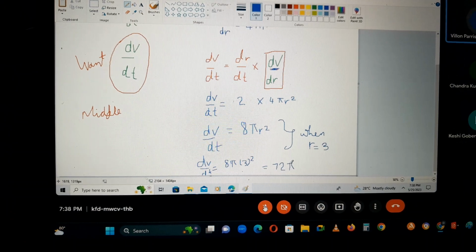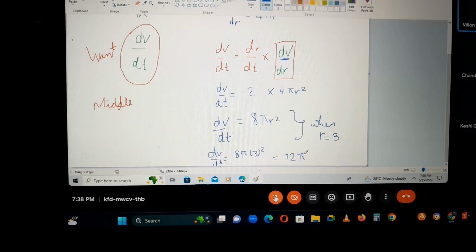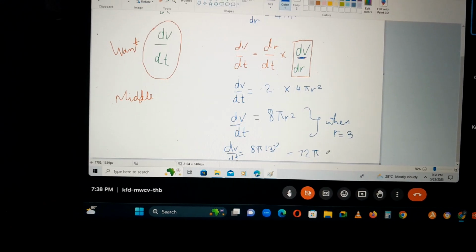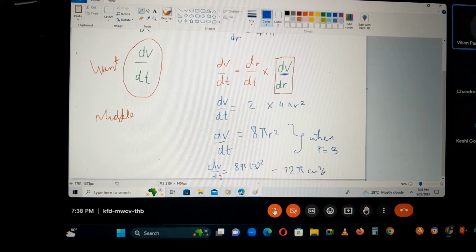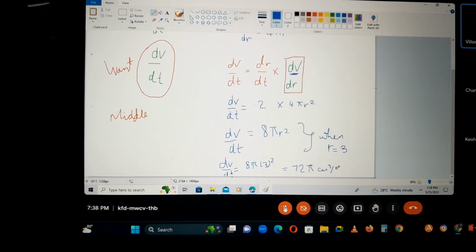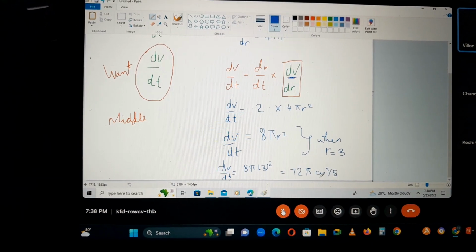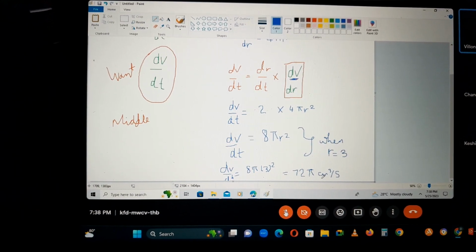And what do we measure volume in? Cube, sir. So it will be cm cube. And it's a rate, so it has to be cm cube per second. That's what our unit will be. Cm cube per second.